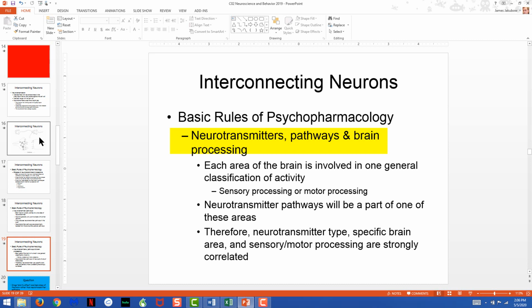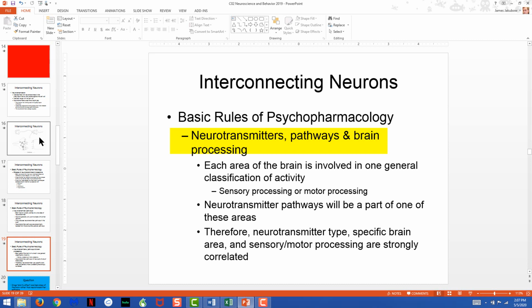So we're expanding on this whole sequence of events here. We're adding in the story of sensory input and motor output. Because essentially in your brain, you're either sending information into the brain from things you've detected outside your body, then you process it, and then you send information out. So in most cases, you're either in a sensory input pathway or a motor output pathway. Because of these other rules, neurotransmitter type, specific brain area, and sensory or motor processing are very strongly correlated together.